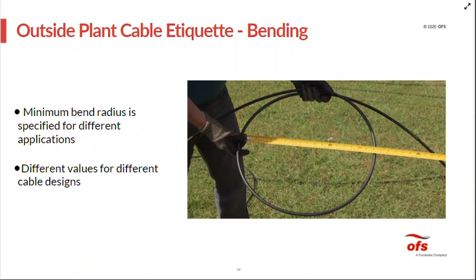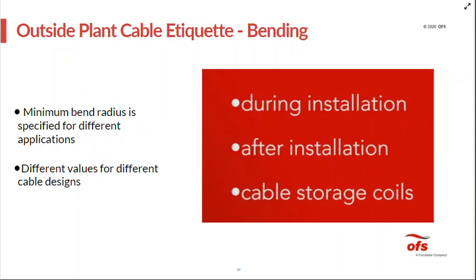Minimum bend radius is specified for different applications. You see here that OFS does specify a minimum bend radius for cable coiling, as well as during installation and after installation. After installation being once the installation load has been released from the cable and the cable tension is at 0.